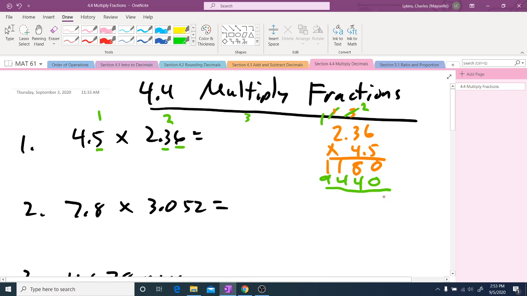So now I'm going to add these up. 0. 8 plus 4 is 12. Carry the 1. 1 plus 1 is 2, plus 4 is 6. And then 1 plus 9 is 10. I had 3 decimal spots, so I'm going to start here. 1, 2, 3. So it'll be 10.62. And if you want to put a 0, or you can just leave it out.